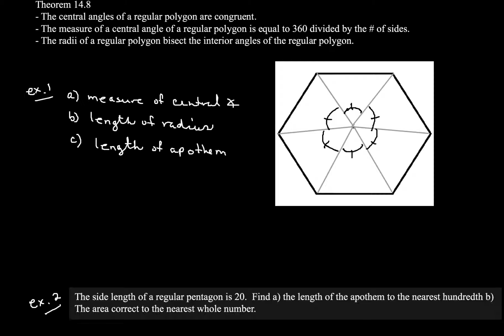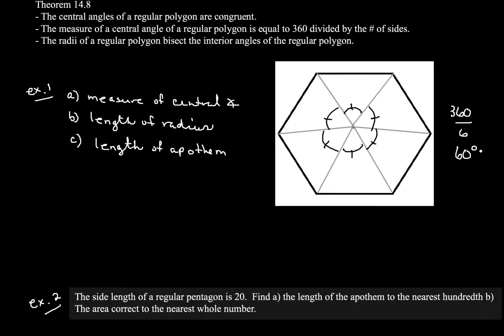Now, the measure of a central angle of a regular polygon is equal to 360 divided by the number of sides. So if we're going to do this one, we would take 360 and divide it by the number of sides. This is a six-sided figure, so each of the central angles is going to be equal to 60 degrees.